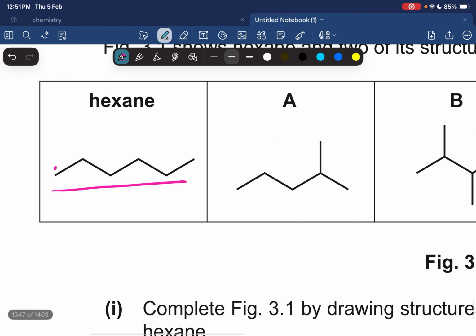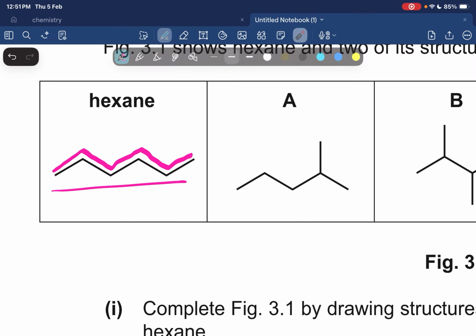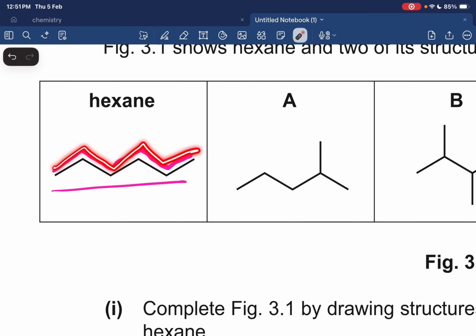Because when another hexane molecule is going to lie over here, it can lie close to it, right? And the other hexane molecule can lie close to this hexane molecule. That means there are going to be more van der Waals forces between the two hexane molecules, right?